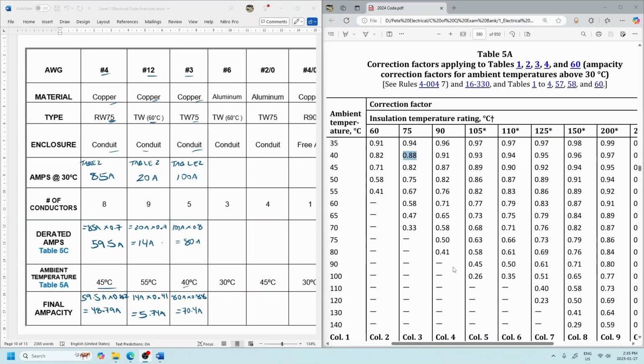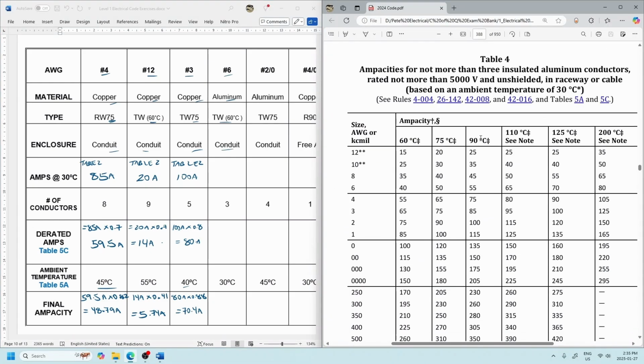Okay, let's look at the next one, guys. Next one is number 6, aluminum, TW. Again, TW has a rating of 60 degrees. Aluminum in conduit is going to be table 4, so we've got aluminum in raceway, that's table 4, guys. We've got number 6s, and we're in the 60-degree column. Number 6s in table 4 look like they're good for 40 amps.